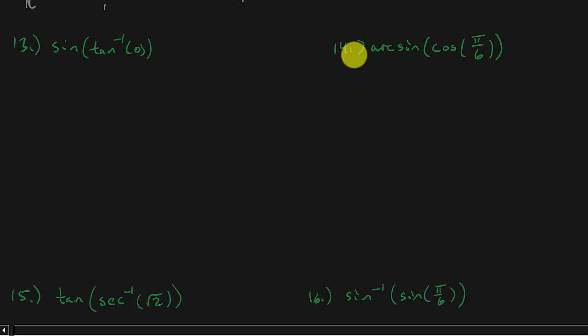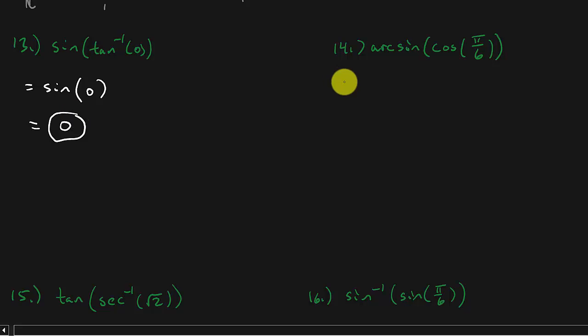All right, so how about this one? The sine of the inverse tangent of 0. All right, so this is easy. It's no problem. Look at this. You just work inside the parentheses first. All right, so this is equal to what? What's the inverse tangent of 0? 0. And then what's the sine of 0? 0. That's all it is.